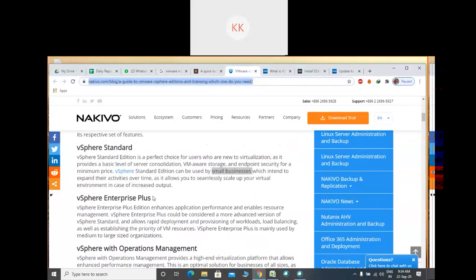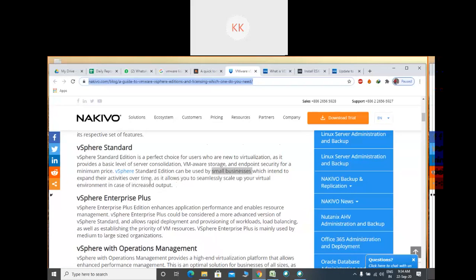See, it is very essential for your exam also. You can expect one direct question of 6 marks: Explain any two editions of VMware. So this is very much important. Standard Edition can be used by small businesses which intend to expand their activities over time.